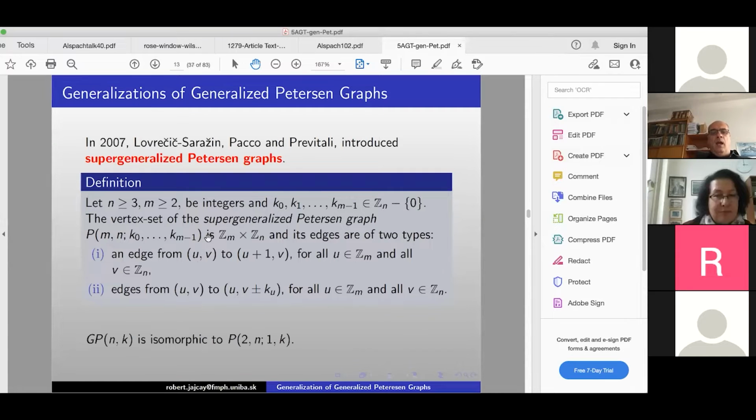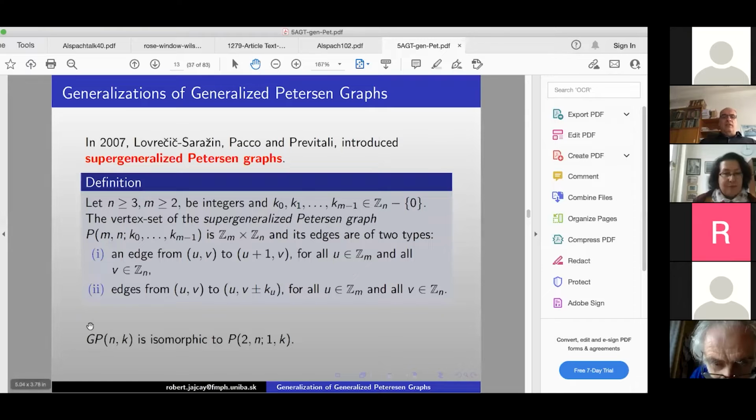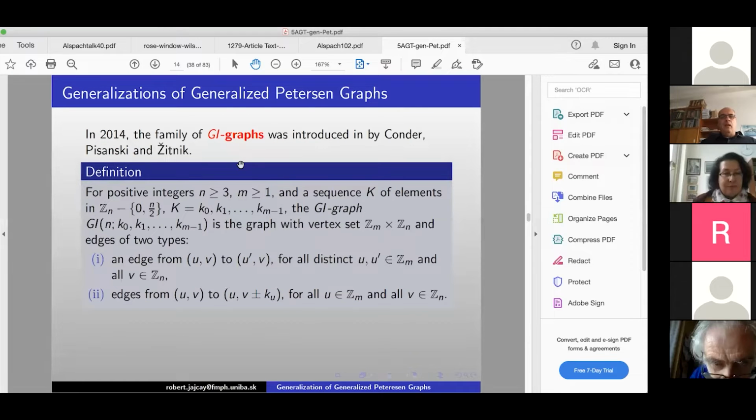Okay, and this family actually contains the generalized Petersen graphs as a subfamily. So that's a proper generalization. And many things can be discussed for this family. Okay. Another example of this type of approach goes to Kondor, Pisansky, and Zhitnik, 2014, who introduced the GI graphs.